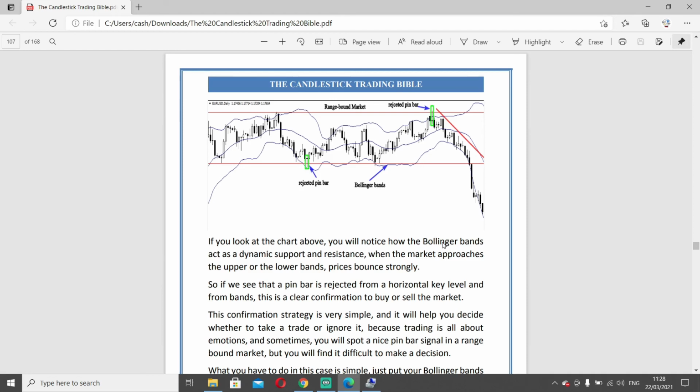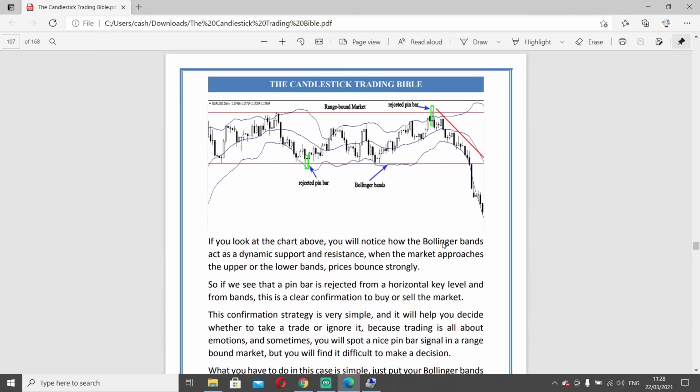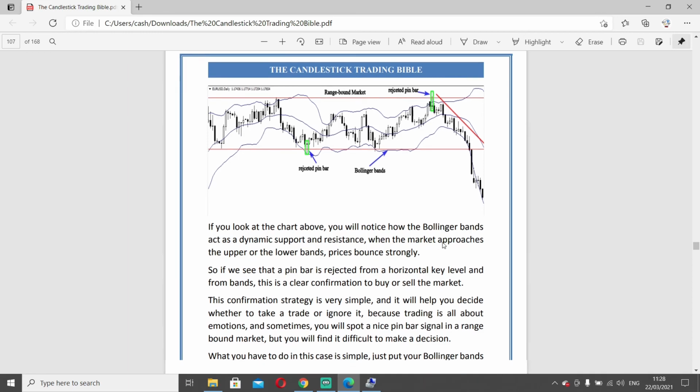As you can see, I do not use any indicators here. But if you look at the chart above, you'll notice how the Bollinger Bands act as a dynamic support and resistance. When the market approaches the upper or the lower bands, price bounces strongly. So if you see that a pin bar is rejected from a horizontal key level and from the bands, this is a clear confirmation to buy or sell the market.